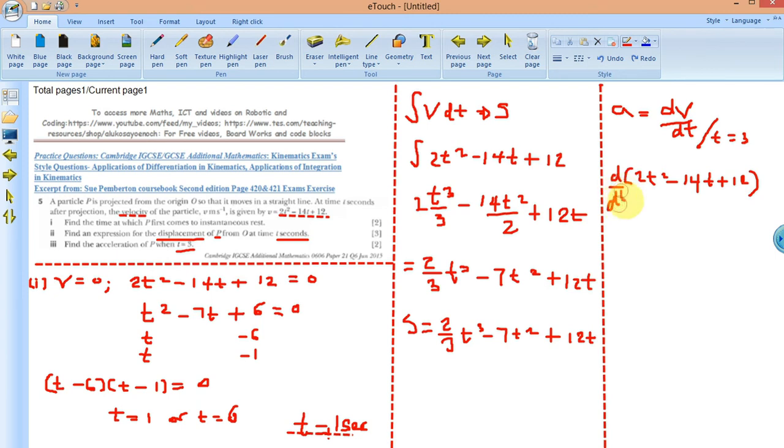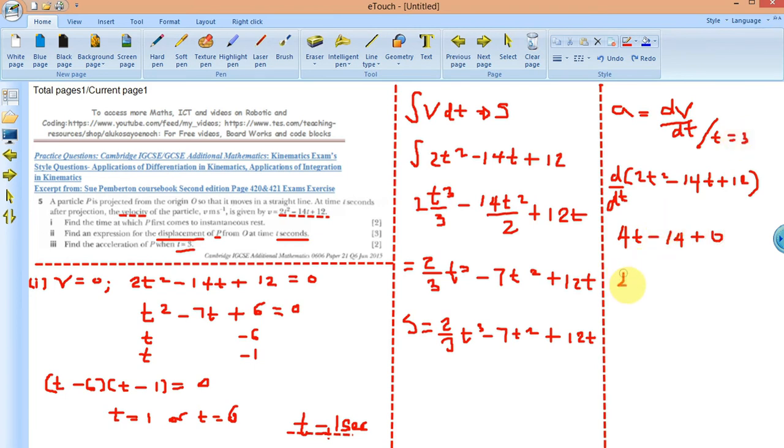You guys are good with differentiation, so let's just go ahead and complete it now. When you differentiate, you bring the power back, so that will be 4, 2 times 2, that's 4t. Take away 1, minus 14. Hope that is clear, guys. When you differentiate a constant, that will be 0, so plus 0. Now anywhere you see t, just put 3 there.